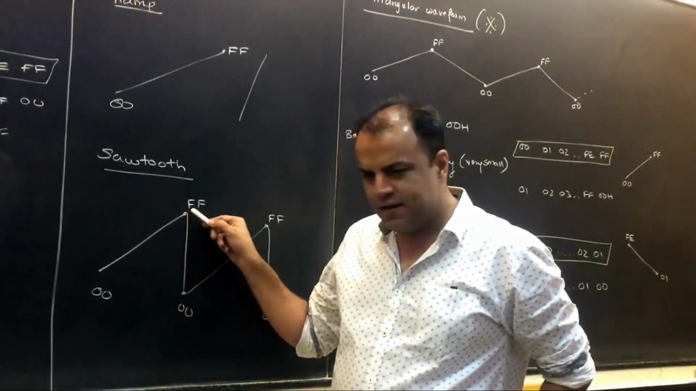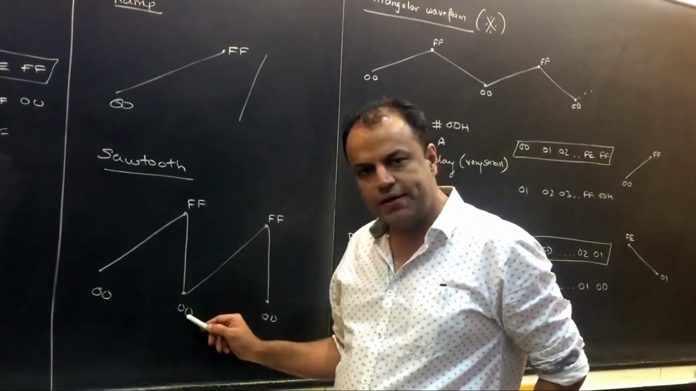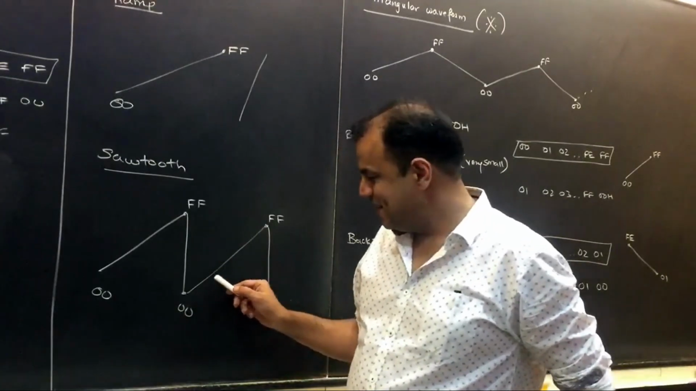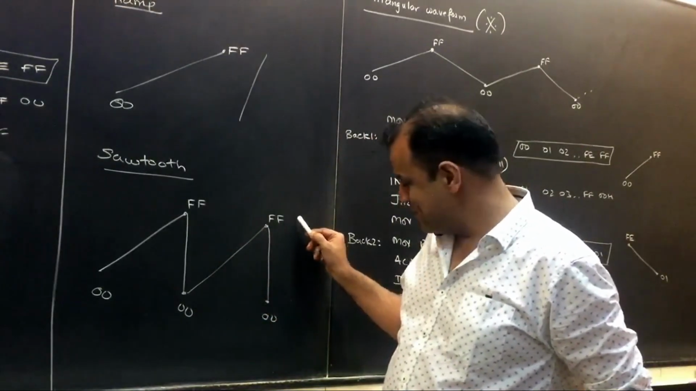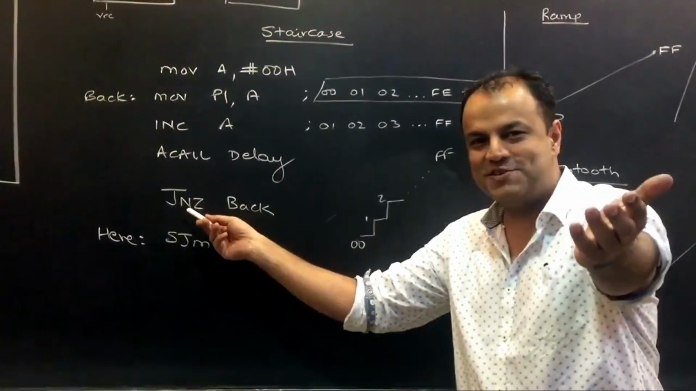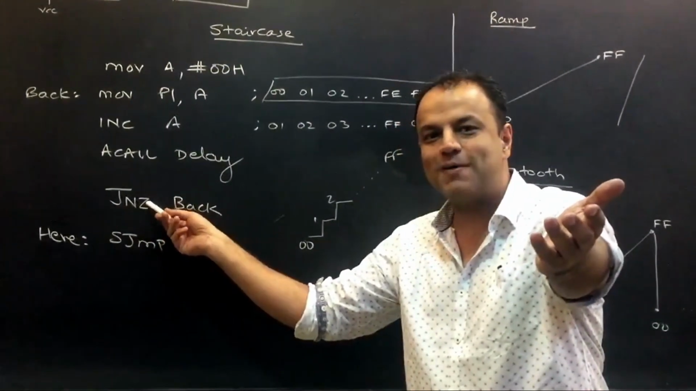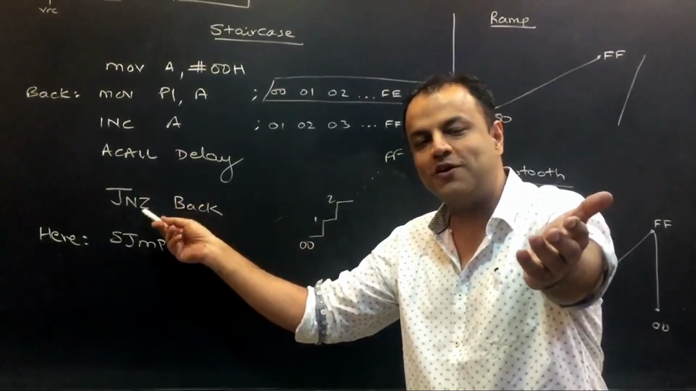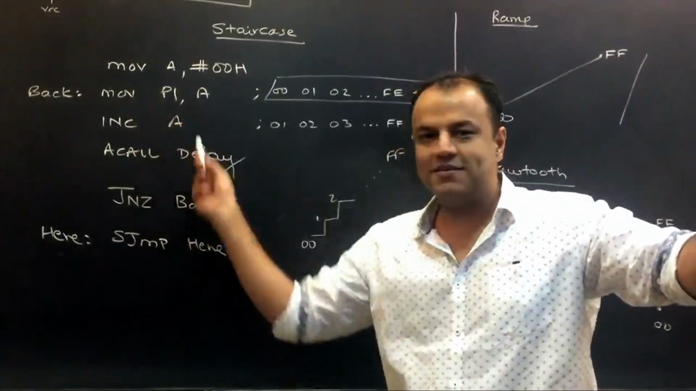Gradually go on incrementing till FF. Suddenly drop to 0. Gradually go on incrementing to FF. Suddenly drop to 0. What is the change? Replace this JZ back with SJMP back. Put an unconditional jump over here. What does an unconditional jump do? It will make this an infinite loop.